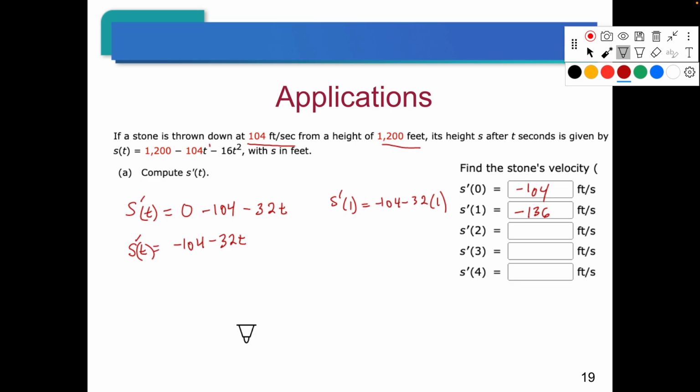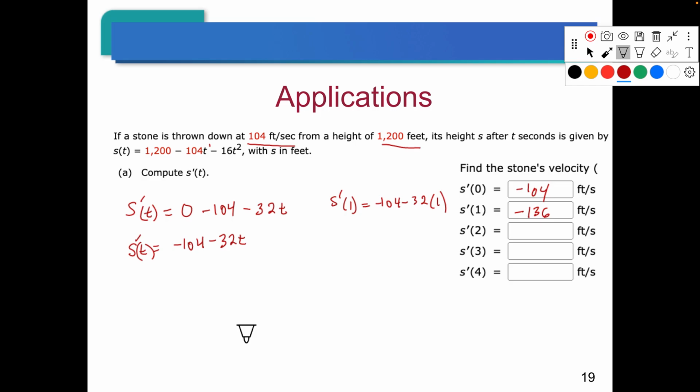Just getting fast. Now, when it hits the ground, it's going to stop, right? Unless it's a big rock, it might put a crater, but it's going to stop. But the math doesn't know that. How can we find when the rock hits the ground? We go back to the original function, and we find when, because that original function tells us the height of the rock, we find out how long before that height becomes 0.